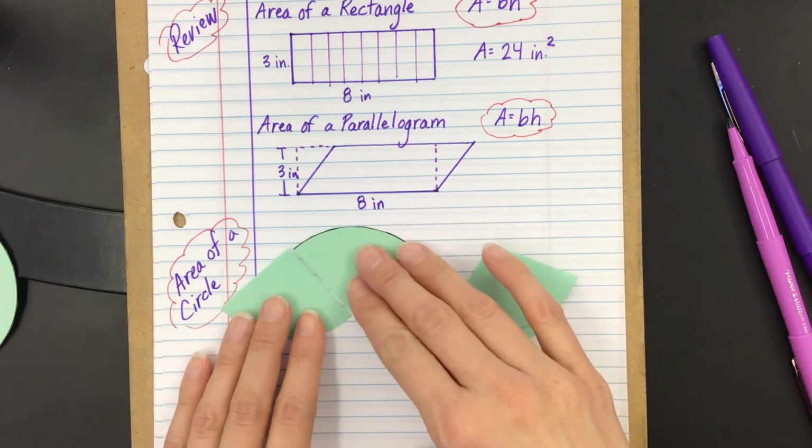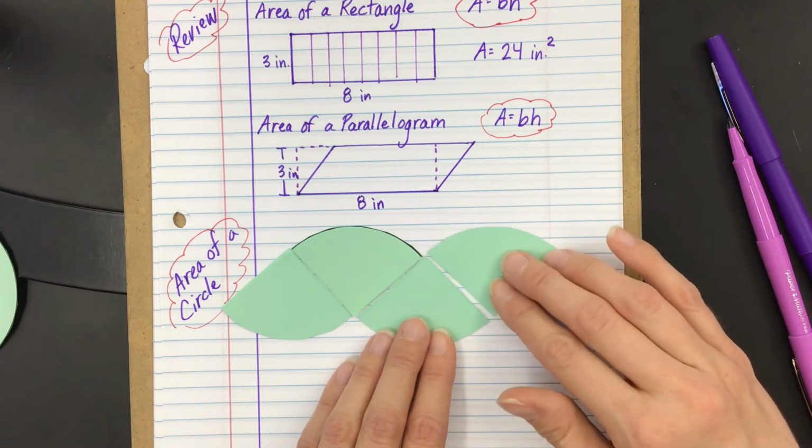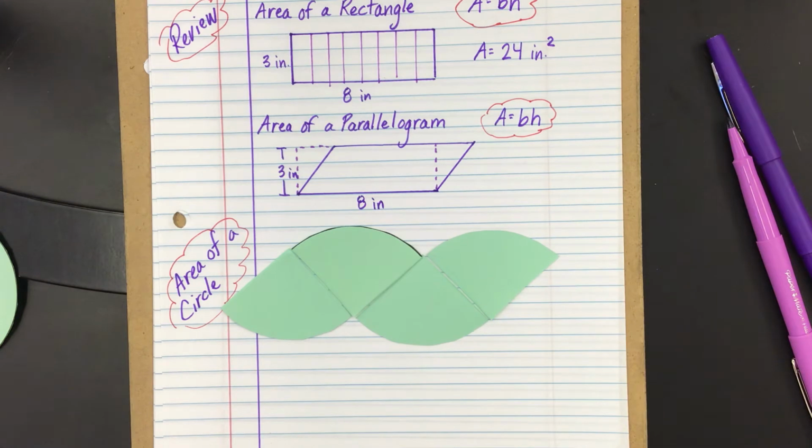Once you have your pieces cut out, go ahead and line them up like this. You don't glue anything down yet. We're just looking at it right now. Do you think that cutting them up and arranging them like that makes it any easier to find the area? No, it does not.